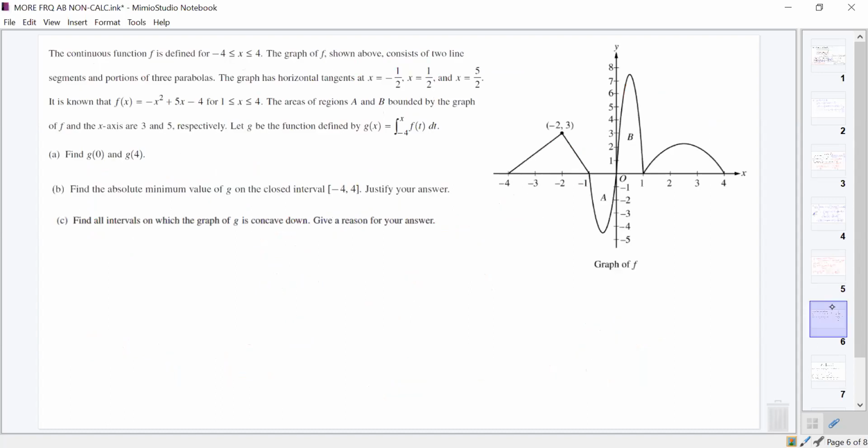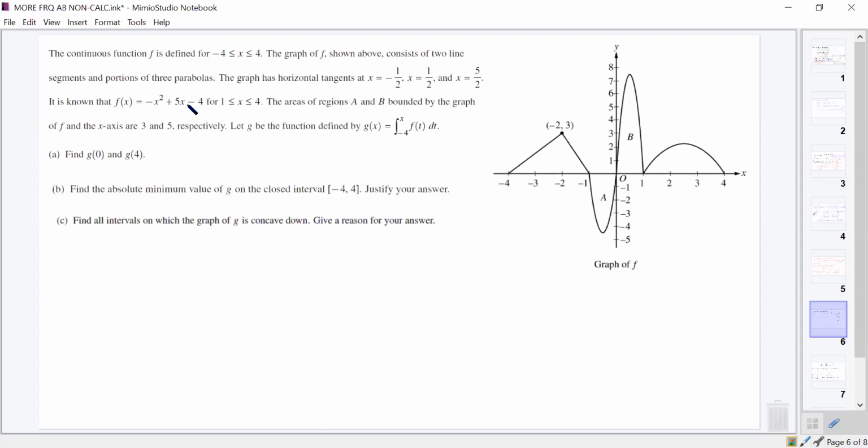Oh, it's another graph one. That's just like our quiz. That's fun. We just did one like this. So first off, I should probably read all of this. Horizontal tangent lines at -1/2 and 5/2. So those are mins and maxes.